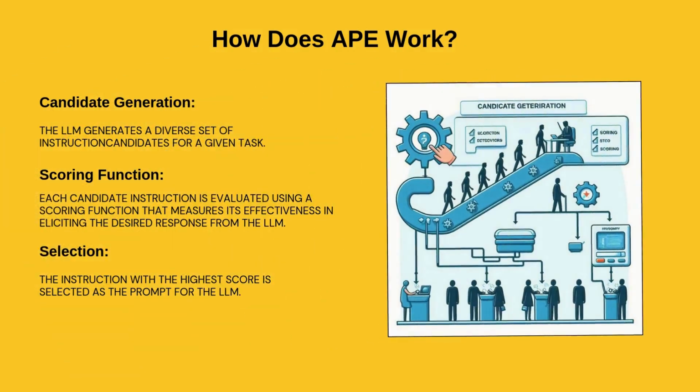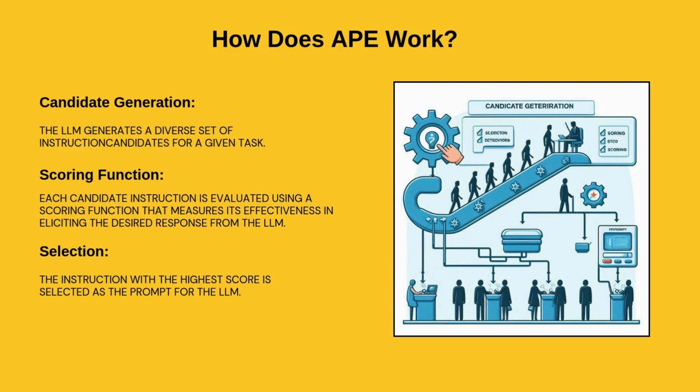How does APE work? 1. Candidate generation. The LLM generates a diverse set of instruction candidates for a given task. 2. Scoring function. Each candidate instruction is evaluated using a scoring function that measures its effectiveness in eliciting the desired response from the LLM. 3. Selection. The instruction with the highest score is selected as the prompt for the LLM.